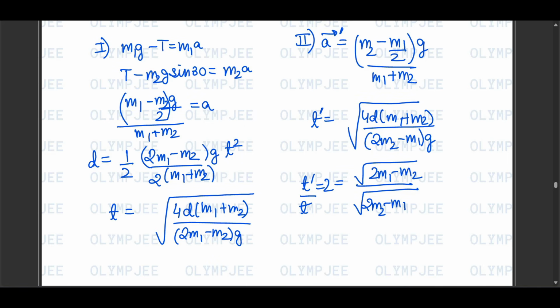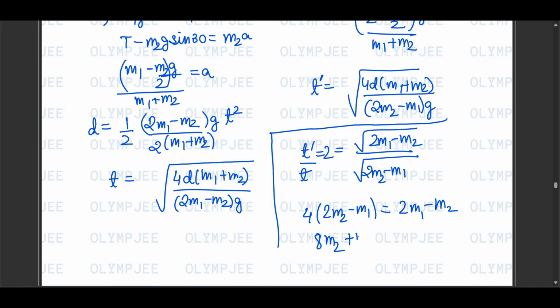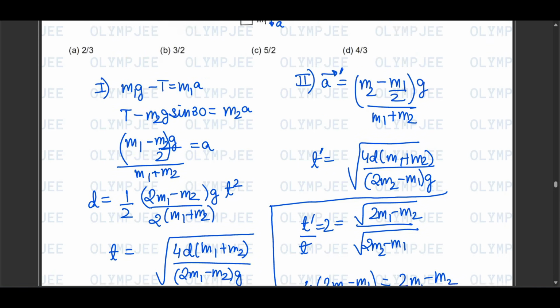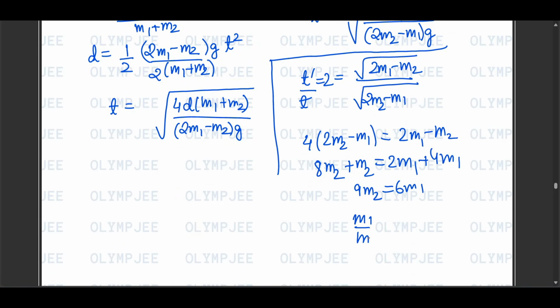So if we square both sides, we will get 4 multiplied by 2m2 minus m1 is equal to 2m1 minus m2. So we will get 8m2 plus m2 is equal to 2m1 plus 4m1. So 9m2 is equal to 6m1. So we are asked m1 by m2. So m1 by m2 will be 9 by 6, which is equal to 3 by 2.